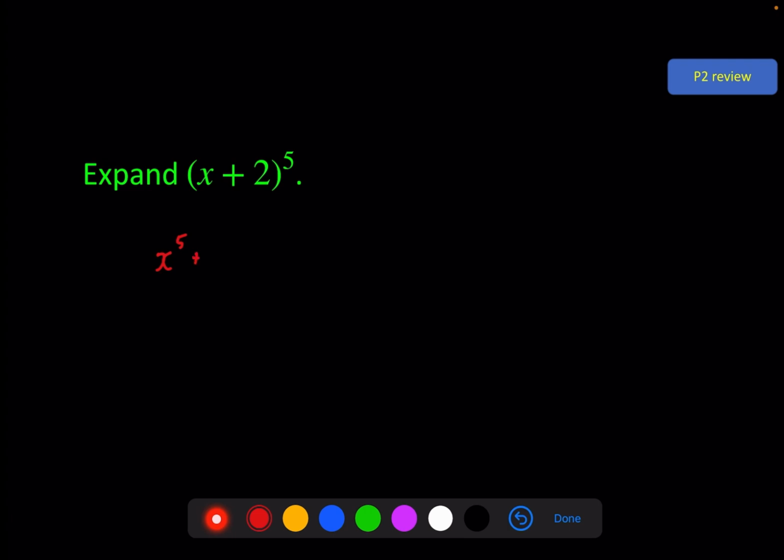The next one is 5 choose 1, which is a 5 for the constant, x power 4, that goes down a power, and the 2 goes up a power, and then 5 choose 2 is 10, x goes down a power, 2 goes up a power, 5 choose 3 is 10 again, and we continue the pattern until we get to the end. And then you should simplify and put it all together, but for the sake of time I won't do that.